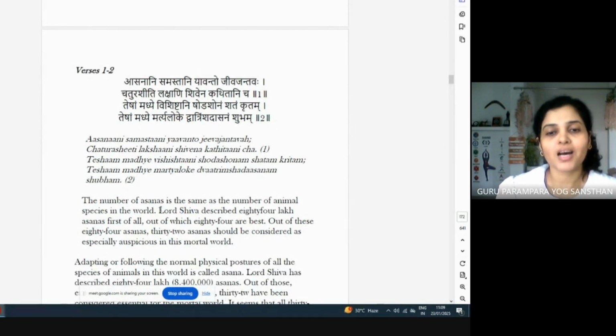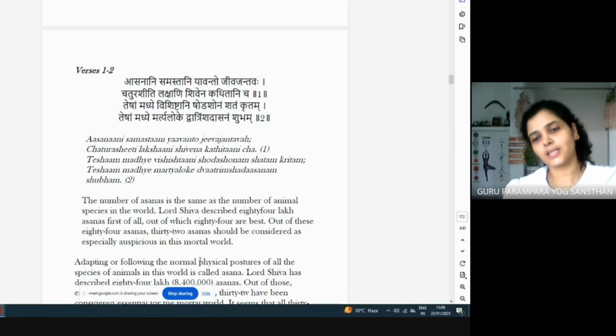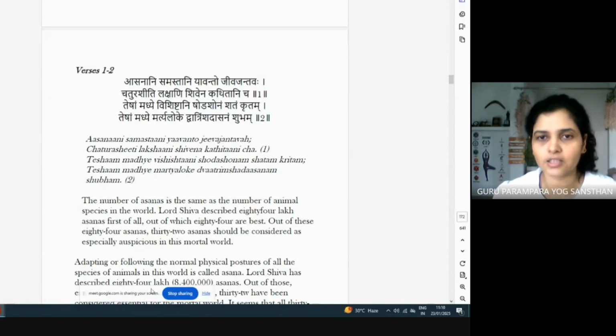The number of asanas is the same as the number of animal species in the world. So they are saying Lord Shiva described 84 lakh asanas first of all, out of which 84 are the best. Out of these 84 asanas, 32 are the best. And then we'll further know that out of that, 2 are the most important, and then Siddhasana is the most important one. That is the sequence.